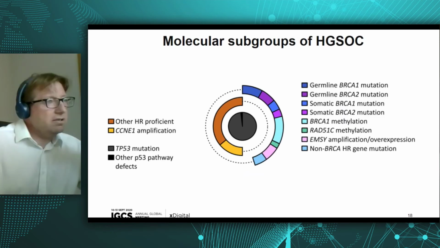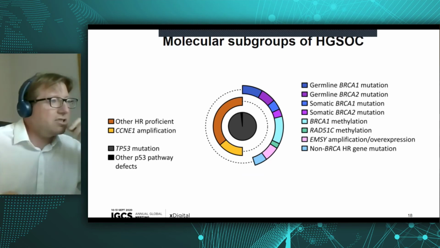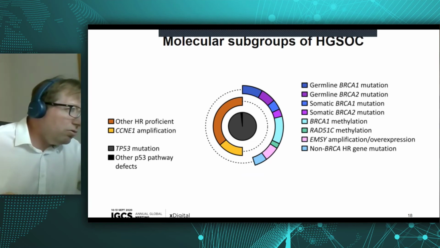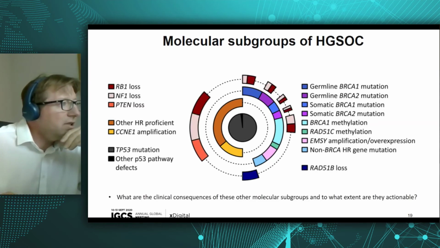Then on the next layer, it's similar to the previous pie charts you've seen, with on the right-hand side all the HRD mutations, and on the left-hand side, the HR proficient aberrations. The yellow bar is cyclin E amplification. This is a really important group. And then the orange bar is other HR proficient abnormalities. And then if I add the last bit of the onion in, you can see that the other HR proficiency is due to PTEN loss, NF1 loss, or RB1 loss.